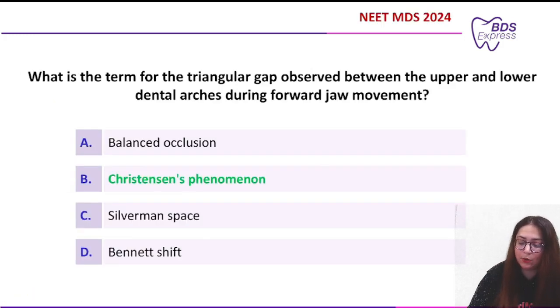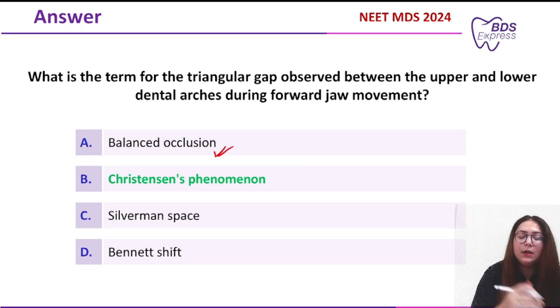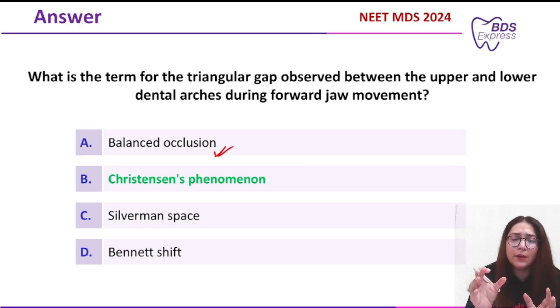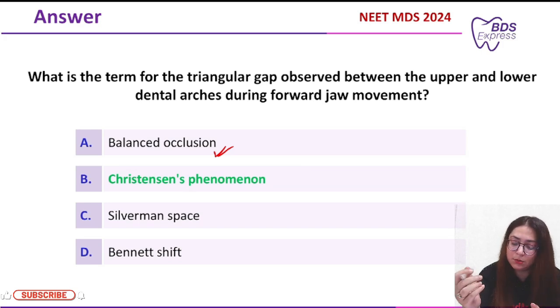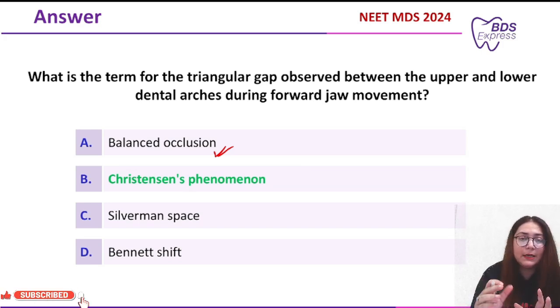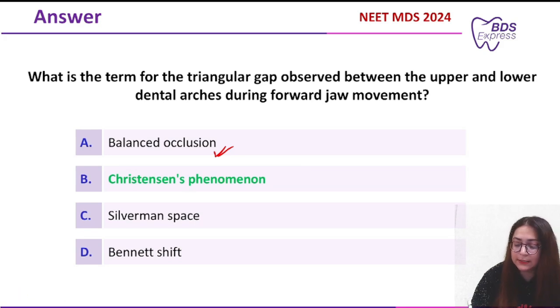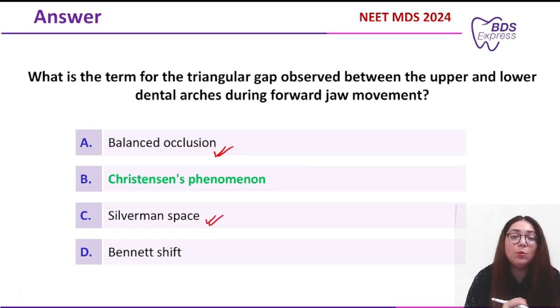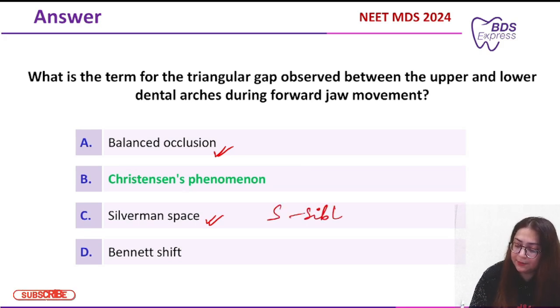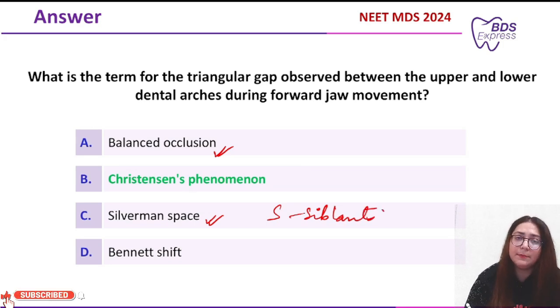Second is balanced occlusion. Balanced occlusion means that there should be proper contact on the left and the right side between the upper and the lower jaw whenever the patient is chewing, biting and all those things. So that is balanced occlusion, but it does not have any triangular spaces. So this is a difference. Silverman space is the vertical space which is created whenever the patient is saying some words, especially sibilants, right? So that is your Silverman space.